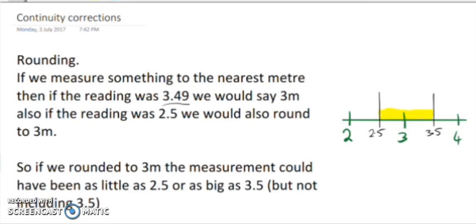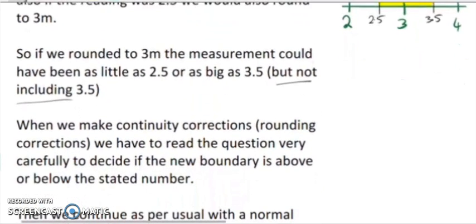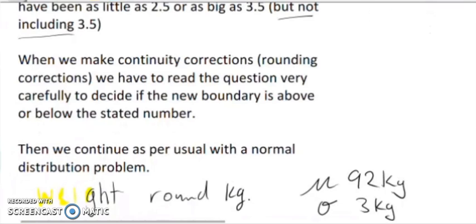Okay, so if we rounded to 3 metres, the measurement could have been as little as 2.5, or it could have been as big as 3.5, but not actually including that 3.5. So this band in here that I've highlighted. When we make continuity corrections, or rounding corrections, we have to read the question very carefully to decide if the new boundary is below the stated number or above the stated number. Then we continue as per normal with a normal distribution problem.